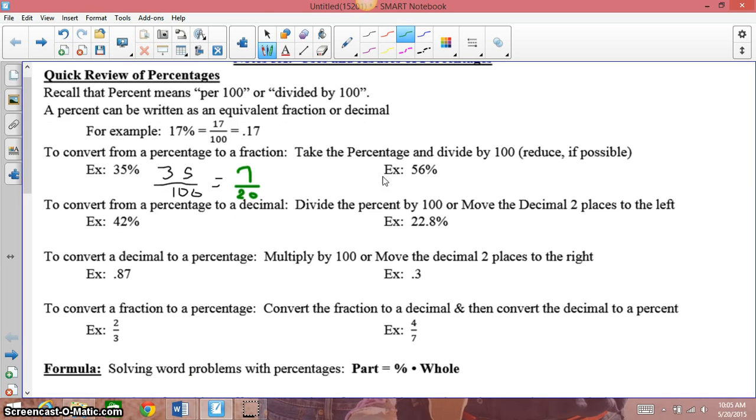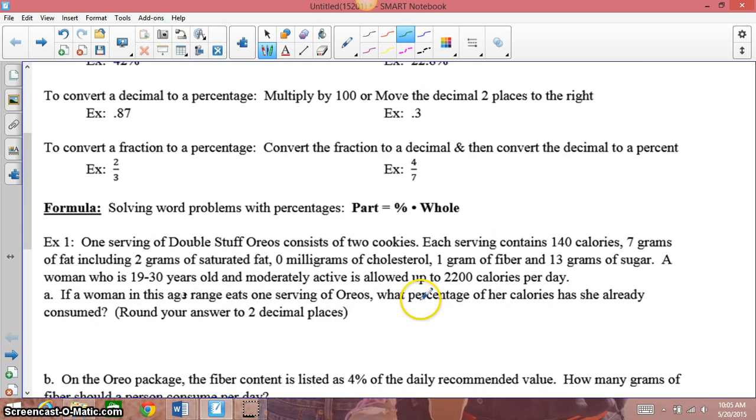I'm going to scoot on down. I think the rest of this is pretty self-explanatory up here at the top. Let's scoot on down here to our next formula. Any formula that I talk about in this section is located for you on the formula sheet, so you don't have to memorize anything.